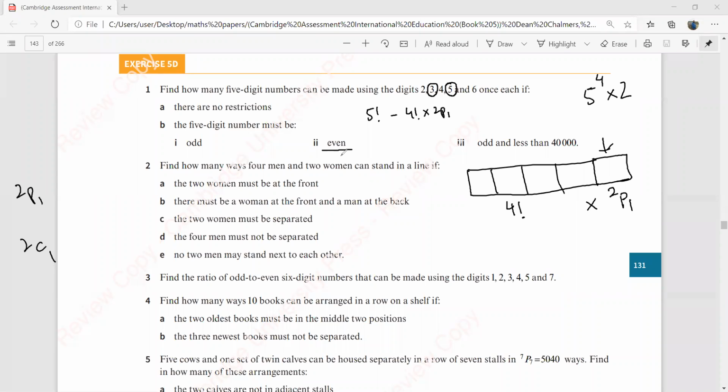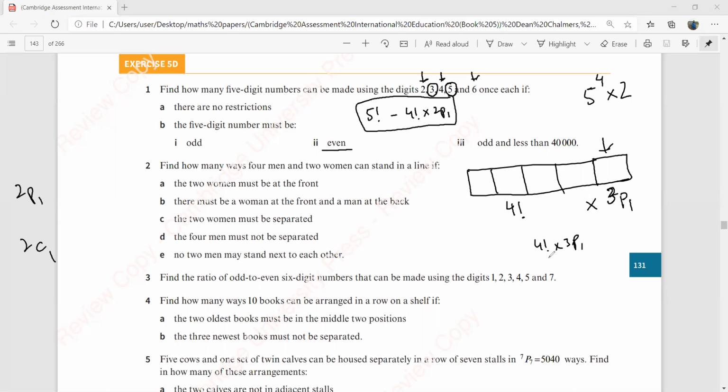Or if you want to find this directly, then you will have to write here 3p1, because there are 3 even digits over here. Any one of these 3 can be fixed here, and then you are left with 4 digits. So please check from your calculators. Do you have the same answers? You find this and then you find 4 factorial into 3p1. We must have the same answers for these. Yes, sir, it's the same. Is it clear to you as well?